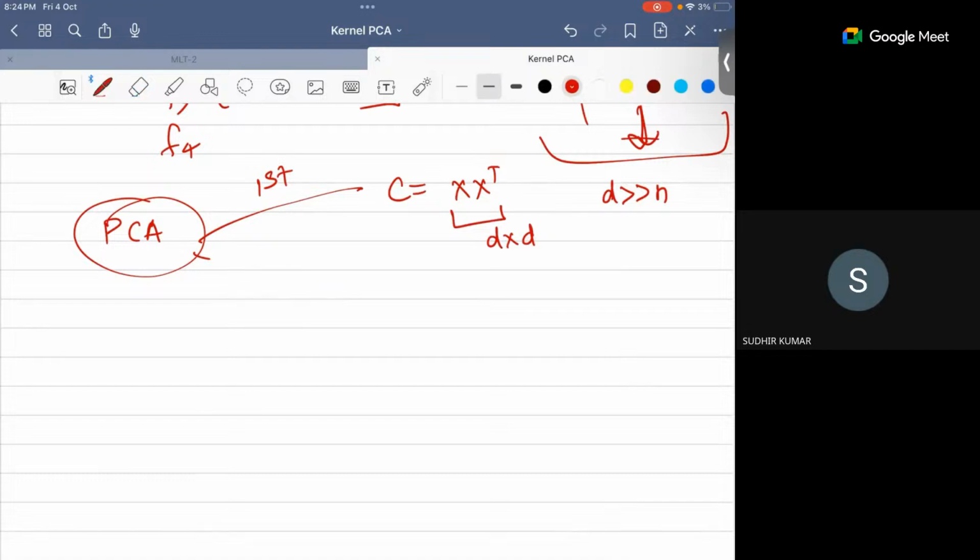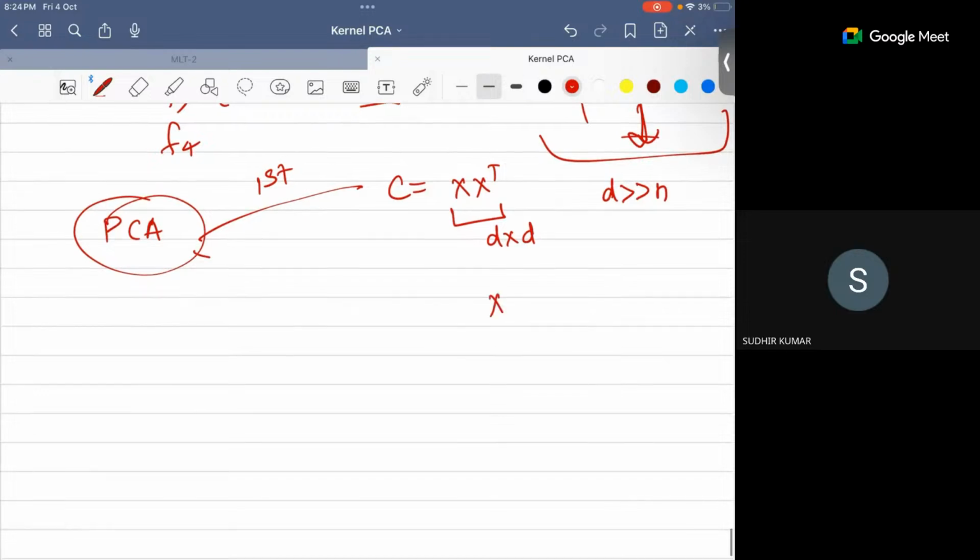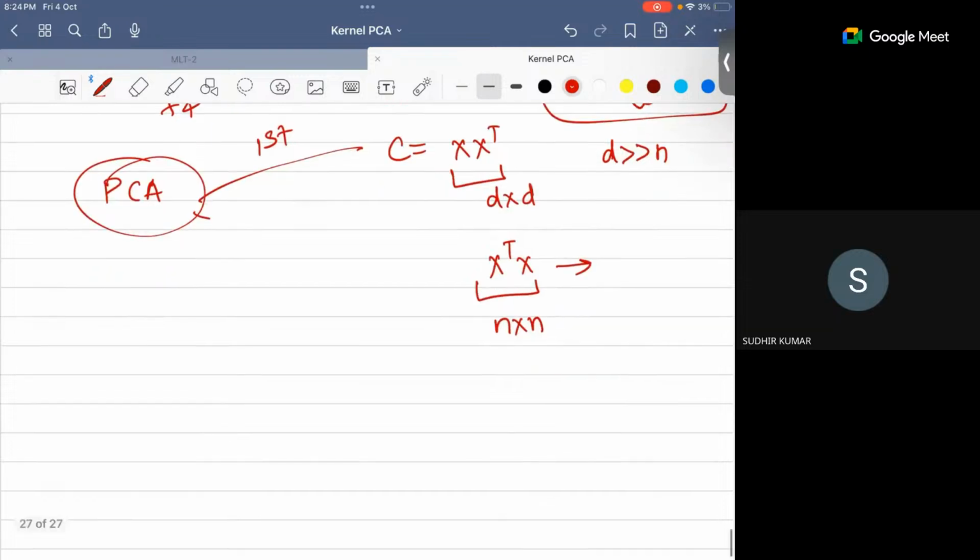So what I tried to do is I know some of the linear algebra. So I thought, can I do it for x transpose x? Because for x transpose x I am getting an n cross n matrix, and that is much smaller than the d cross d. So I thought there is some similarity between x transpose x and x x transpose. So I took the help of that.